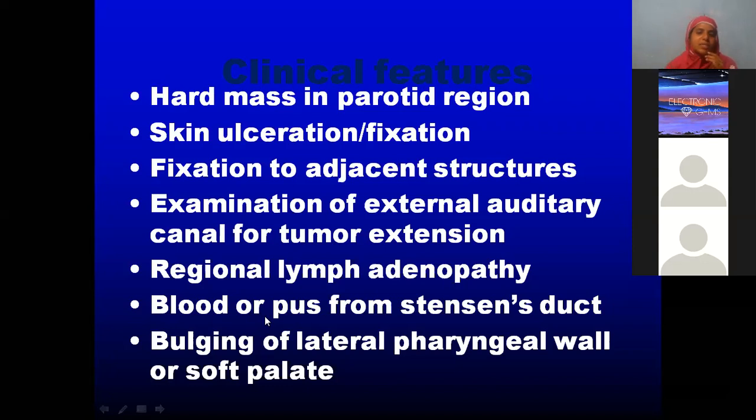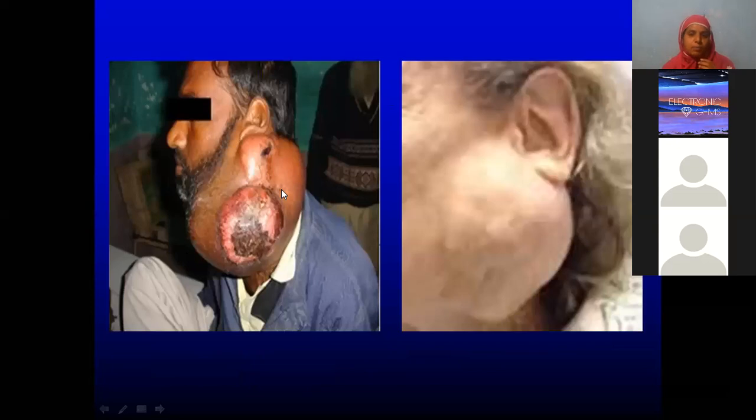Bulging of the pharynx wall medially may be there. The soft palate and pharynx also may bulge because of the anteromedial growth of the parotid gland. Such big lumps also may be seen in case of parotid tumors. What is this soft palate thing, ma'am? This is all parotid gland tumor only, beta.